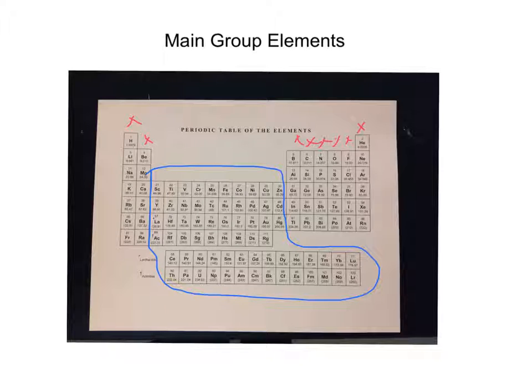We're going to start with the rule of main group elements first. Okay? So anything that's in the main group, any of these guys and any of these here, are the ones that we're going to work with. Okay? So let's take a practice.